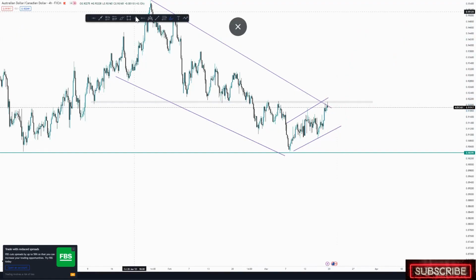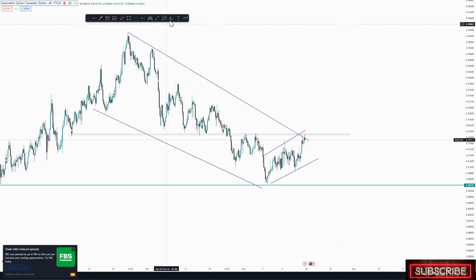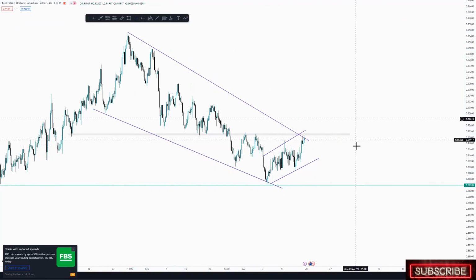And then alternatively, what it could also do, it could just come here, break out, give us the retest, and then go to the upside. Or it can just break, retest, and go to the upside, right? So that's what I think will also play out on AUDCAD if AUDCAD and NZDCAD are to go to the upside.